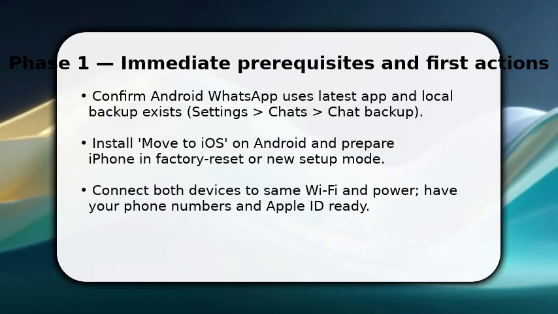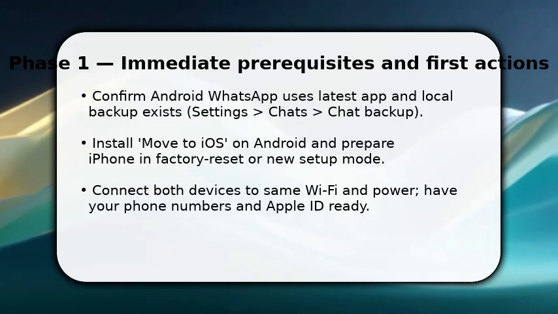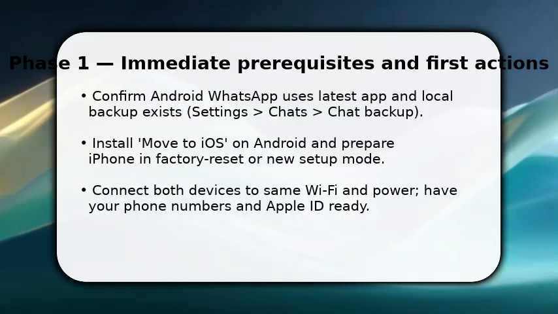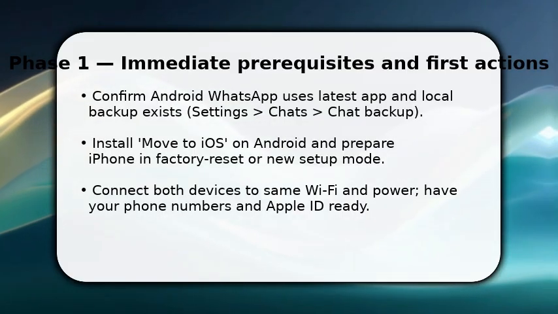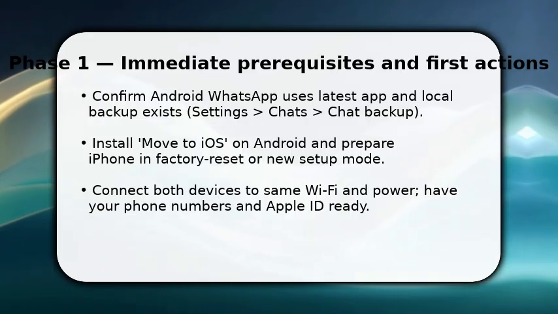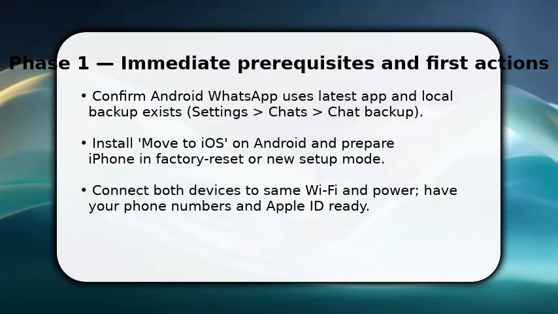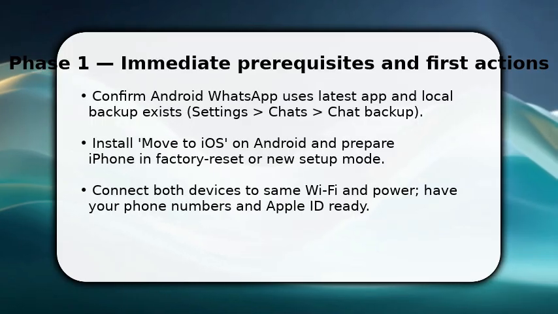You begin by confirming essentials. Make sure WhatsApp on Android has a recent local backup and the phone is charged. Next, reset or start the iPhone in setup mode so you can use Move to iOS. This app is the transfer bridge.